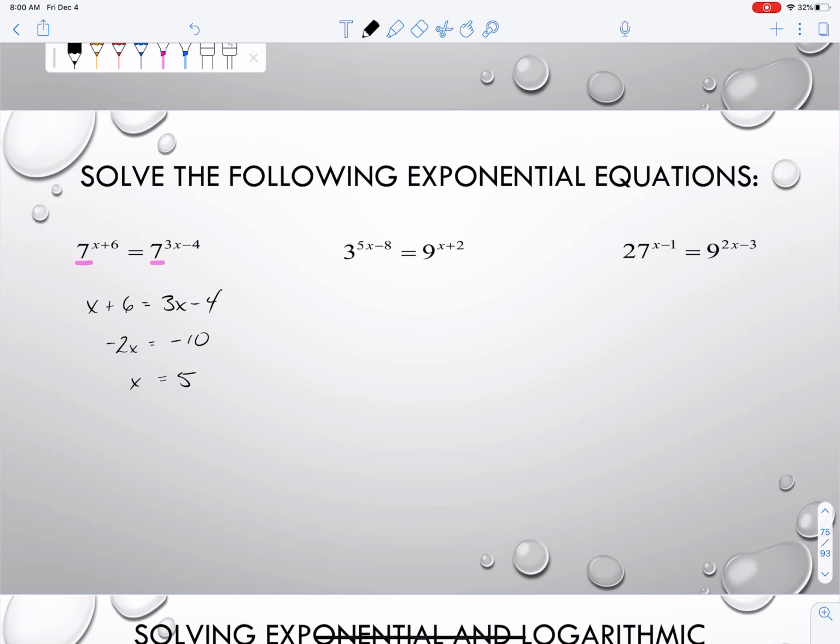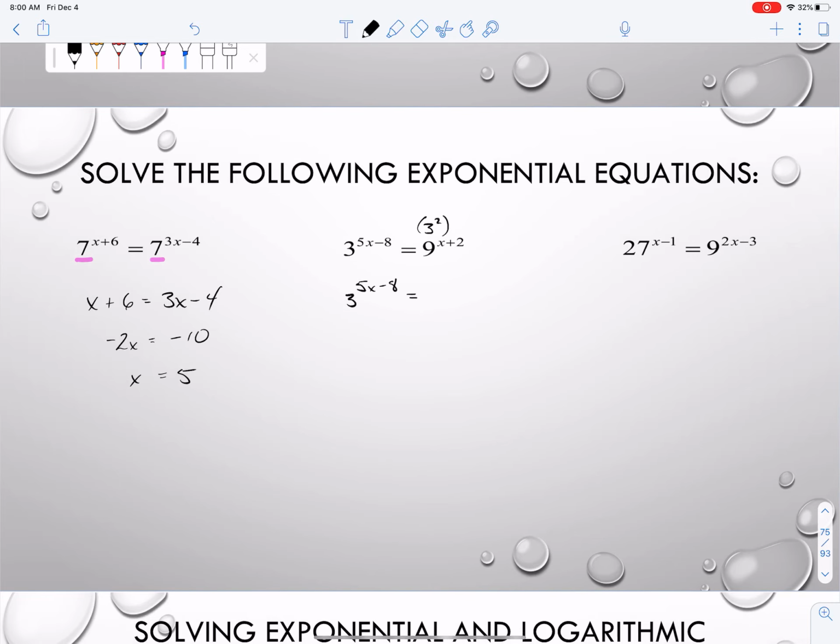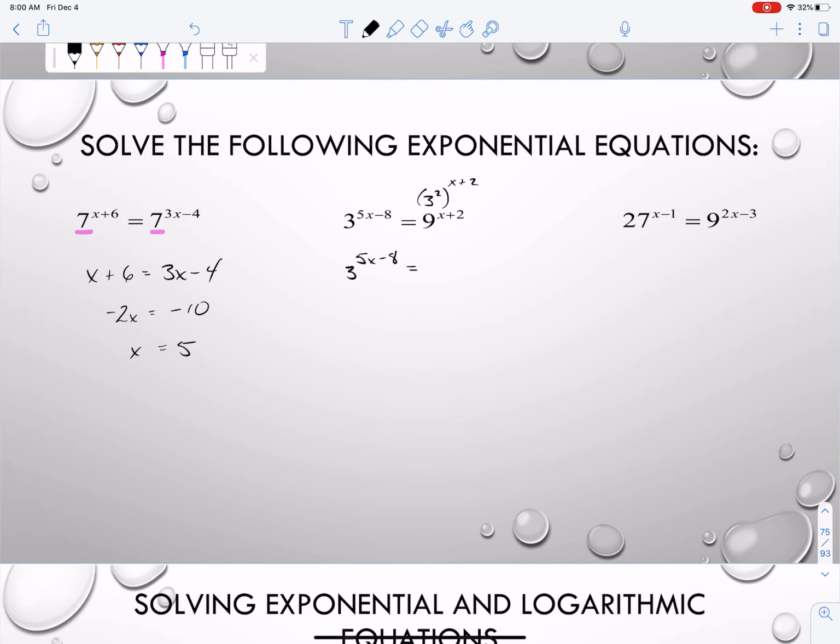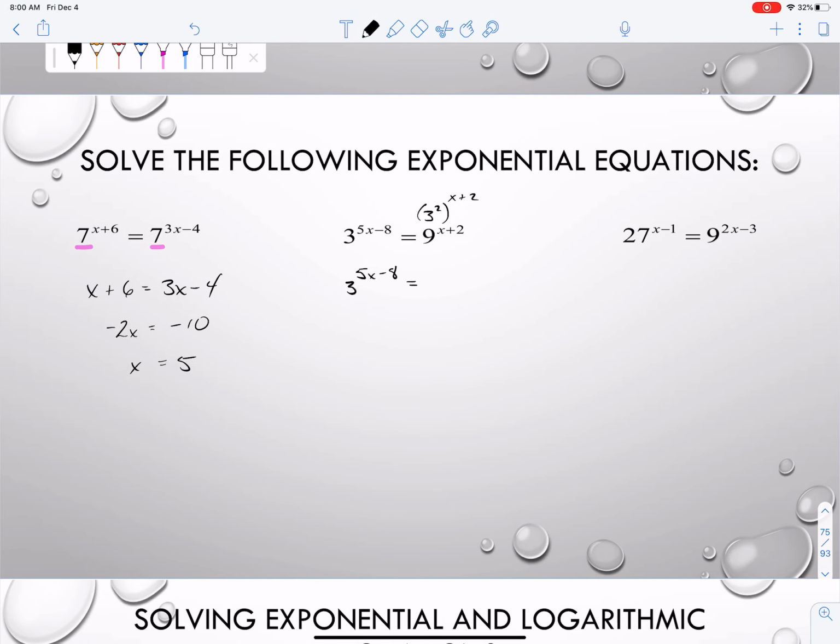In my second example, I have a base 3 and a base 9, 3 to the 5x minus 8, and 9 to the x plus 2 power. I'm going to rewrite this using a base 3 on both sides. So 3 to the 5x minus 8 equals, and you would agree that 9 is 3 squared. So when I have 3 squared to the x plus 2 power, remember that I distribute or multiply when I have a power raised to a power. So when I distribute here to that entire exponent, we're going to have 3 to the 2x plus 4 power. Don't forget to multiply completely and distribute.